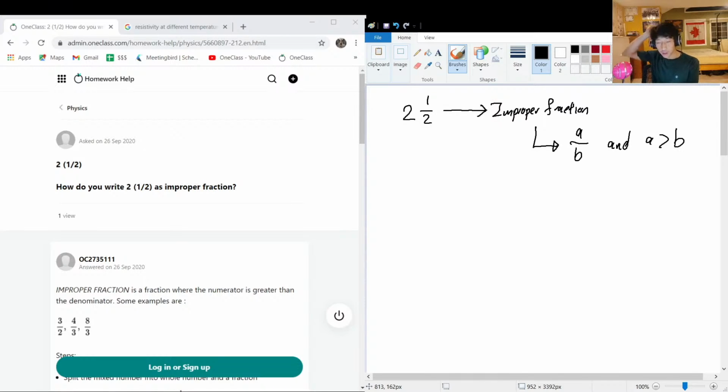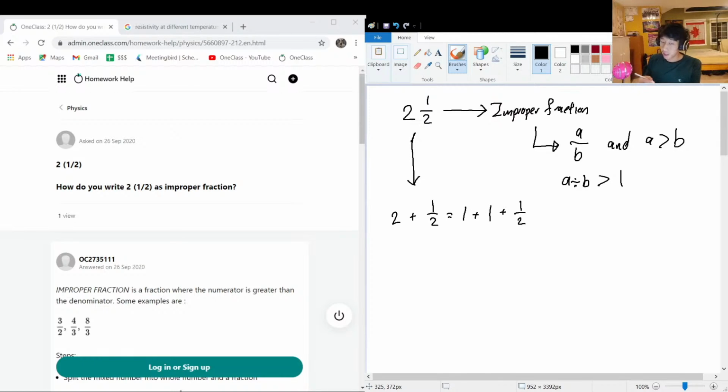And we also have a divided by b is more than 1. So that's the definition of an improper fraction. So to convert this into an improper fraction, we know that we can just do it this way. We want to convert that. We know that 2 is the same as 1 plus 1. Or we can break this down into the addition of terms. So this can be 2 plus 1/2, which is equal to 1 plus 1 plus 1/2.